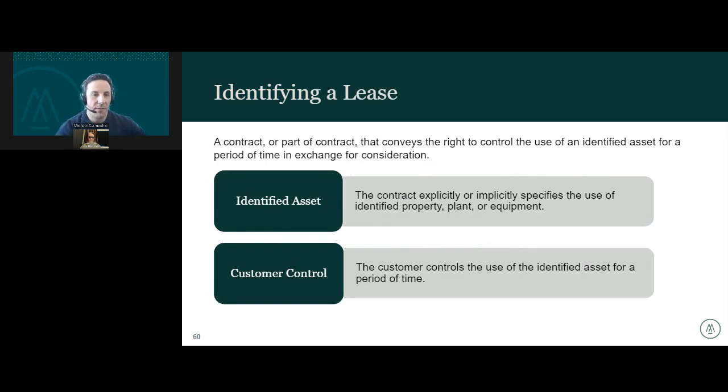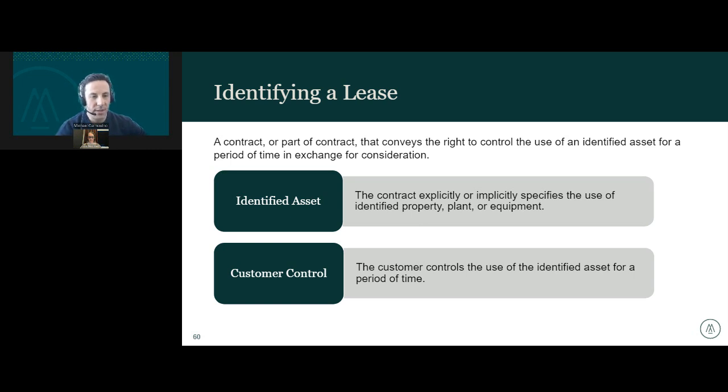So, at a high level, identifying a lease. You have to have two components in order for there to be a lease within a contract. You have to have an identified asset, whether the contract explicitly or implicitly specifies the use of an asset, and the entity has to have control of the identified asset for a period of time. And again, there's a defined period within the contract, and be careful of leases that are for a very long period of time, such as 100 years or 150 years. Although that may seem like an eternity, it's still a defined period of time.